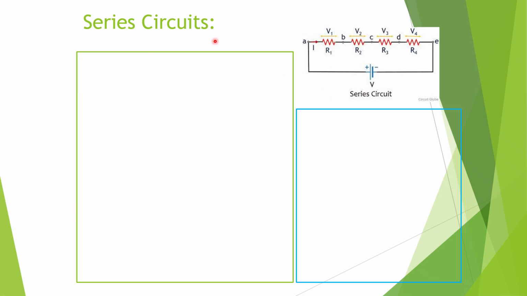Under the series circuit, the things that we are going to see are how to calculate the total current, how to calculate the resistance of the given series circuit, and what is the voltage drop across all the resistors in the given circuit.